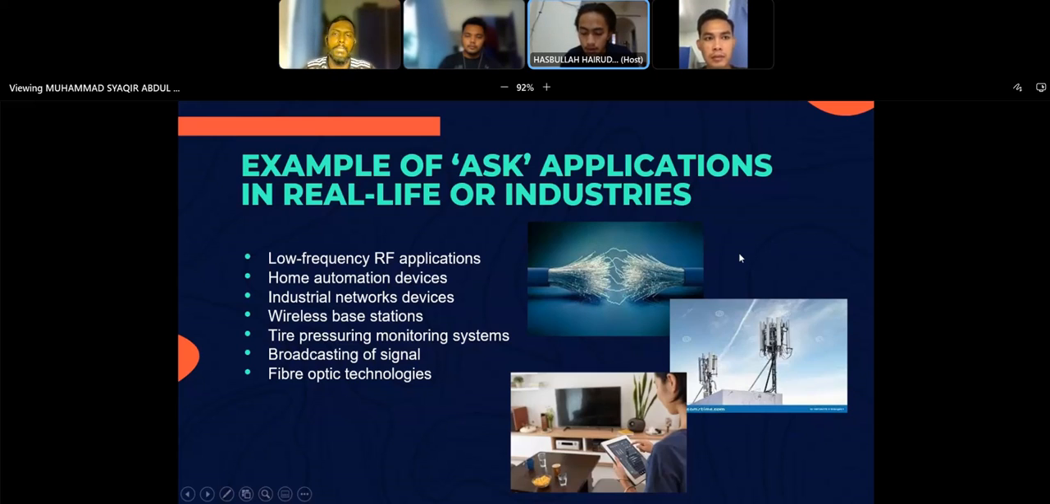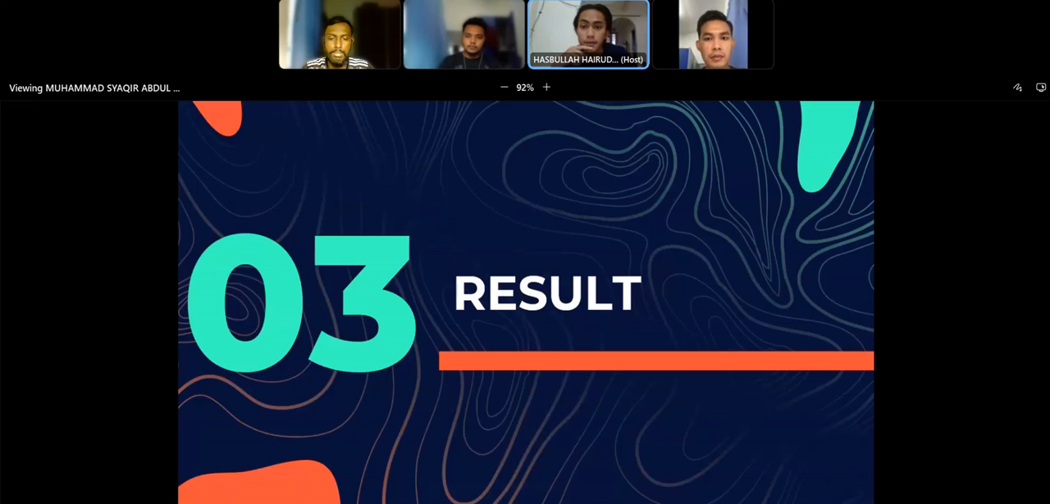So as we can see, the advantage of ASK modulation is that it offers lower power requirements, but the disadvantage of ASK modulation is that it is very susceptible to noise interference, due to the fact that noise can affect the amplitude. Next, the result. I will pass to the table.